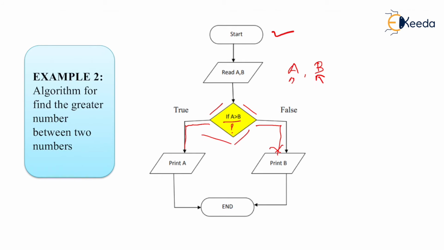On the true side, when we go to the true answer, we'll come to the answer as print A. That means A is greater. So we are displaying the value as a print in a slant box, that is the input output box. But if the output is false, then we are using the input and output box with print B. After we are done with that, we have to end your flowchart. So for that, we are coming with a rounded rectangular box as the end.